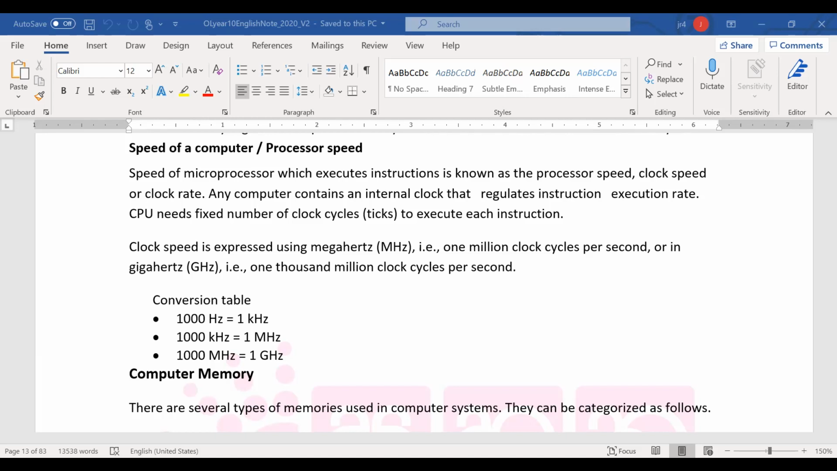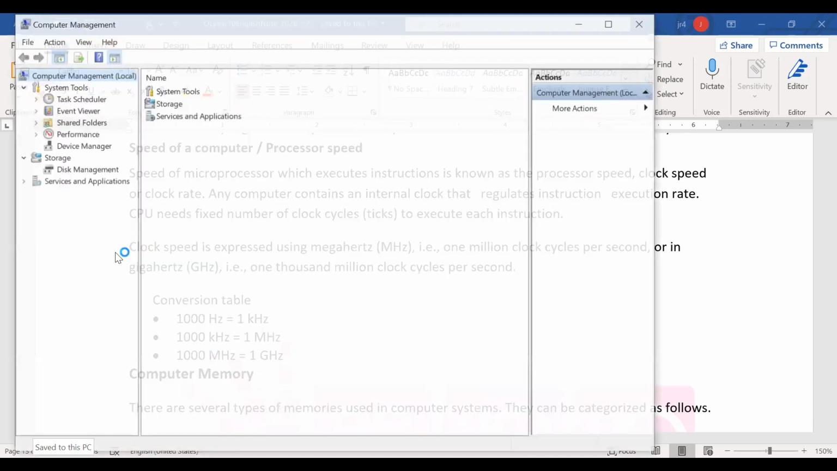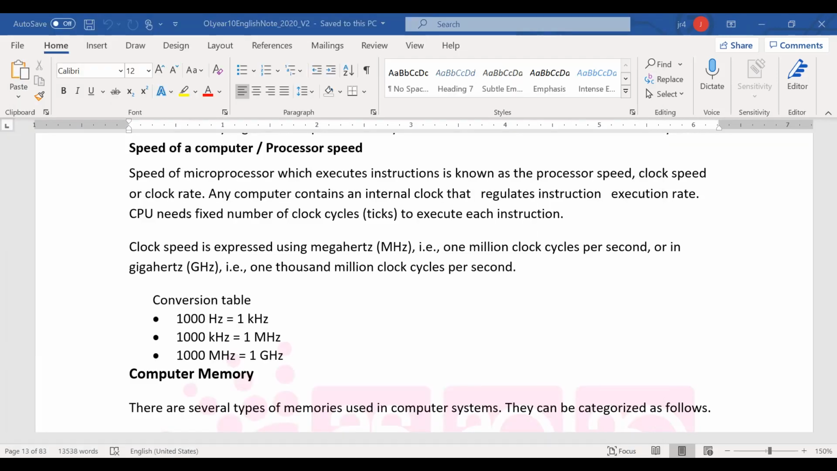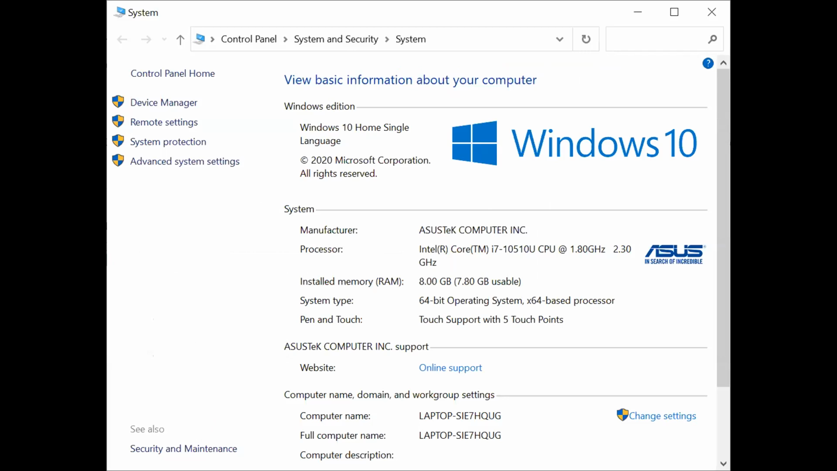So if you go to the start button and, let's say, computer management, no, it's not management. If you go to this place, this window, right? So here you can actually see the details of your computer.